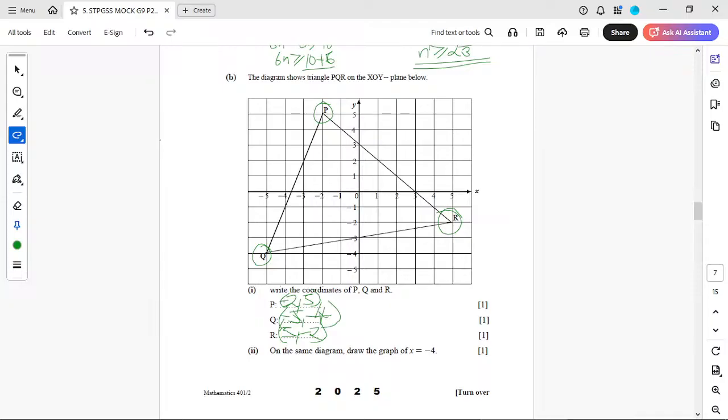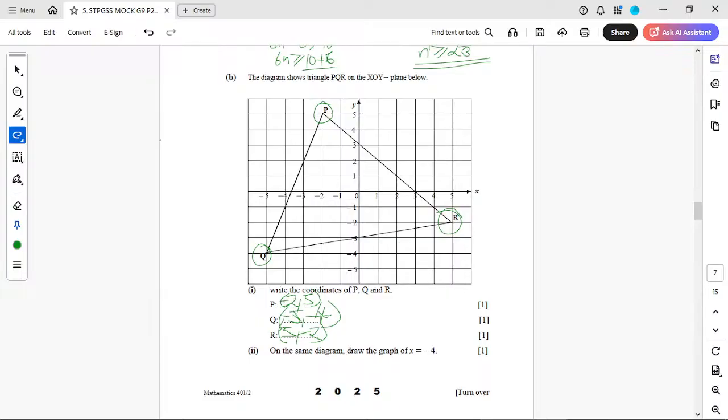The next thing we're going to do is answer question B2, which is on the same diagram, draw the graph of x is equal to -4. X is equal to -4. So how do you draw that graph?